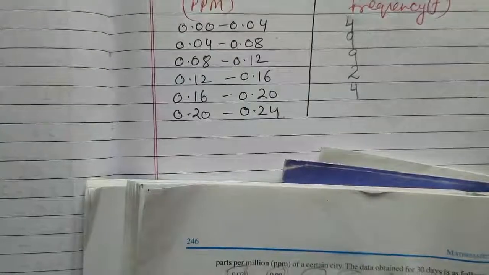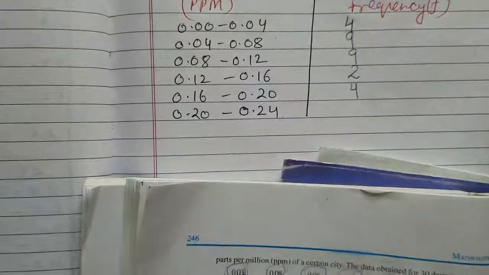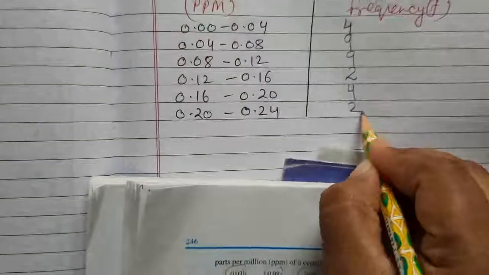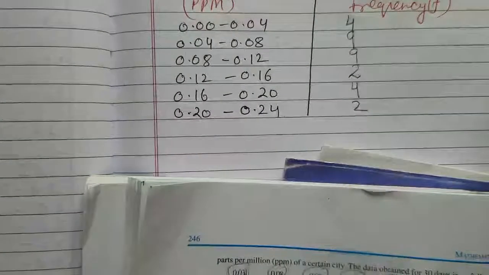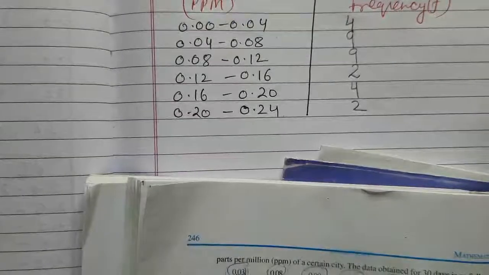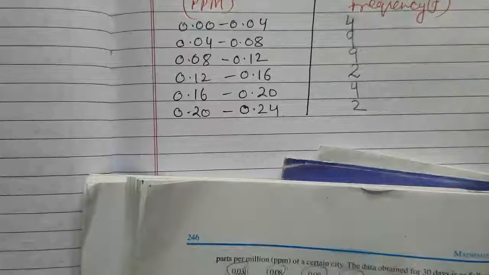1 and 2, 0.22, and that's it. So this is our frequency table for the 30 observations which are given in decimals.